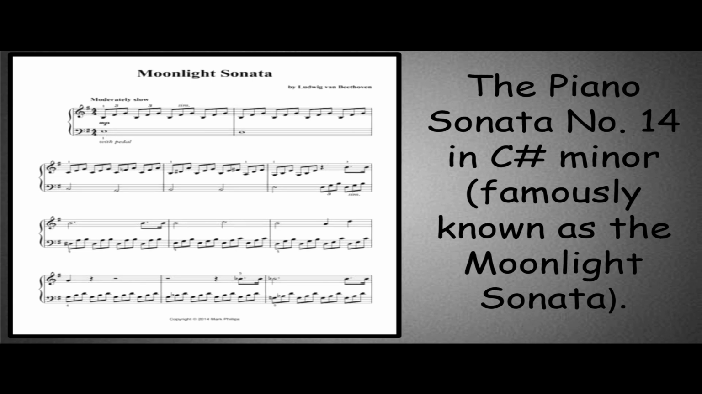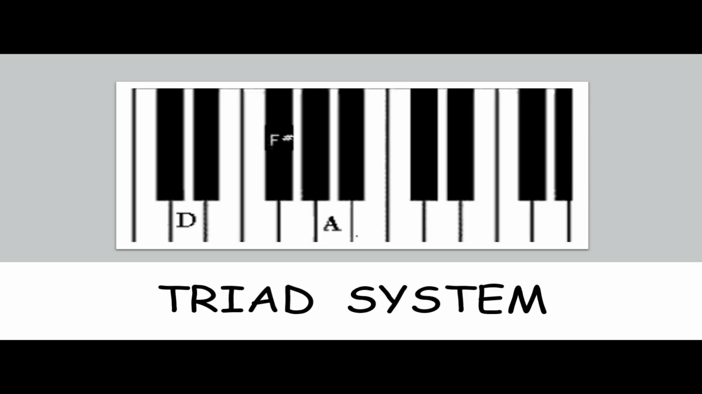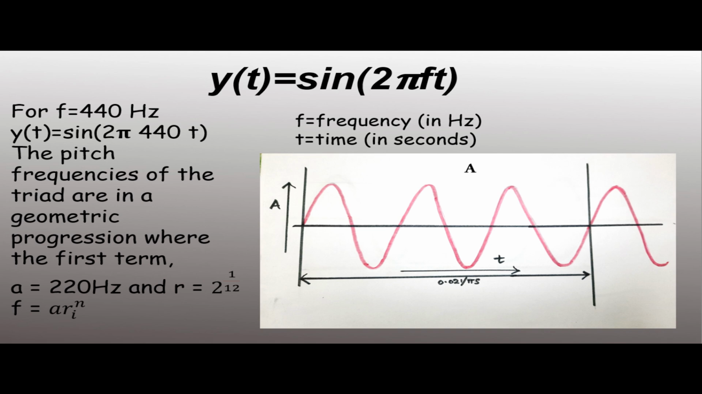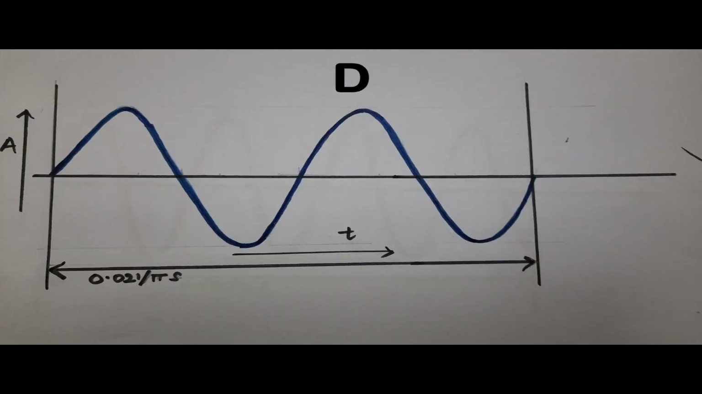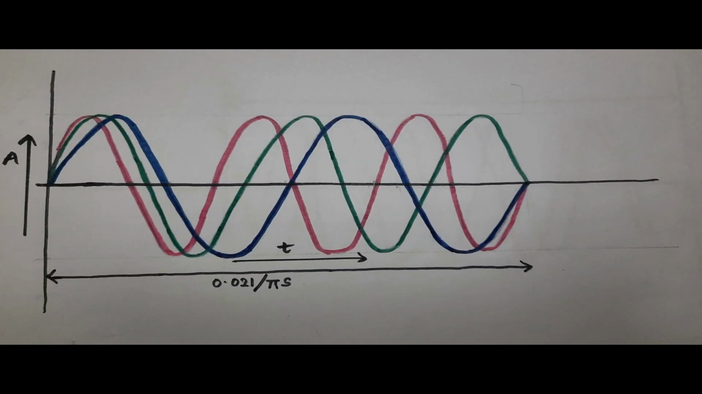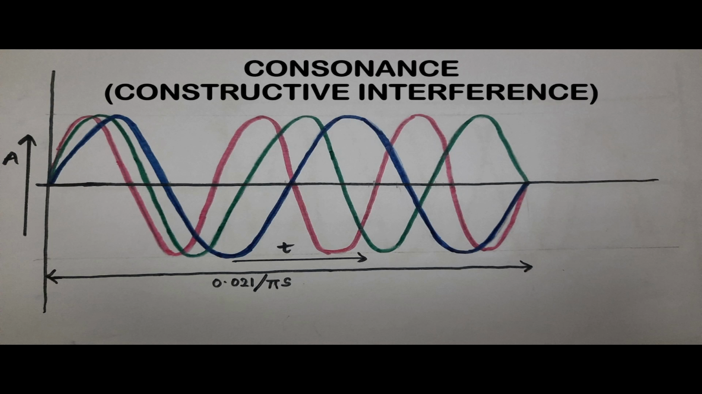One of the major motives of the sonata is a triad system containing the notes D, F sharp and A. The speciality of this triad is that it can be represented as a geometric progression using the following formula. The graphs of A, F sharp and D when put together look like this. As we can see, in 0.042 by 2 pi seconds, the waves mostly undergo constructive interference. This is what is called consonance and is naturally pleasant to the ear.